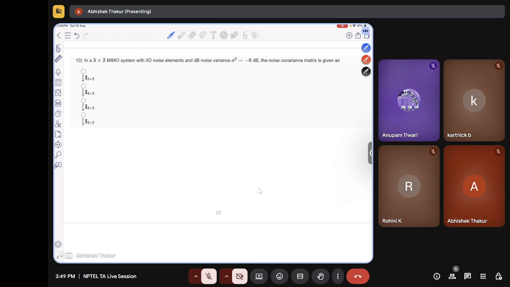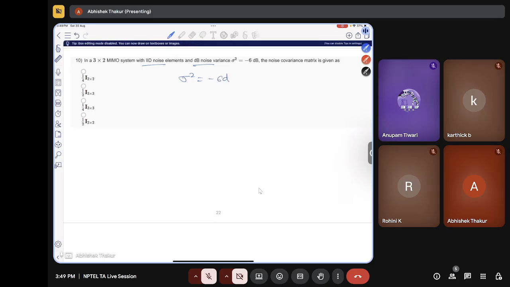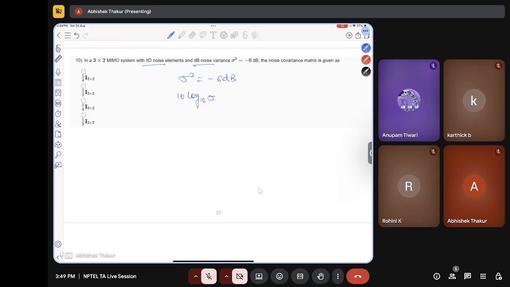So in a 3 cross 2 MIMO system, the noise element variance is given as minus 6 dB. So sigma square is equal to minus 6 dB. So let's calculate the value of sigma squared. It will be equal to 10 to the power of minus 0.6. Okay. So this value will be around 0.25.